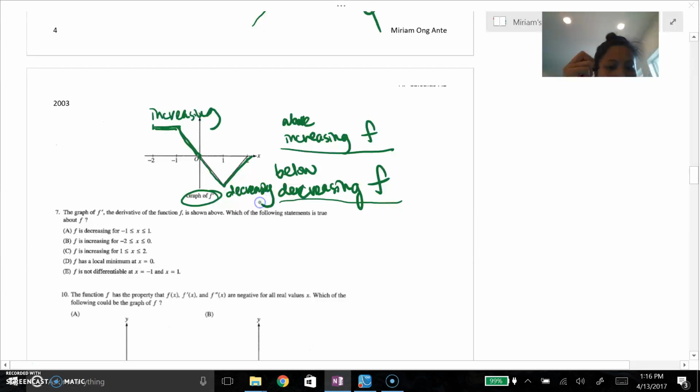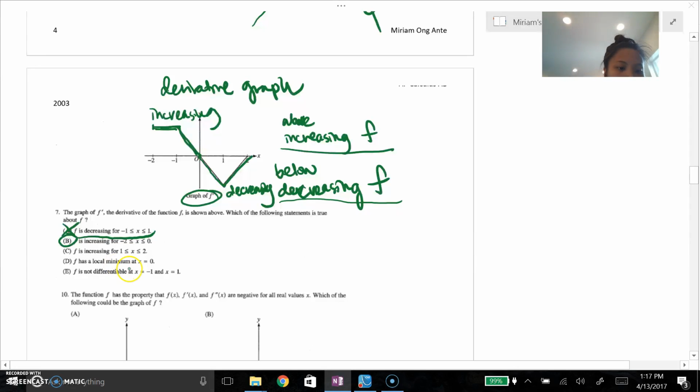All right, let's see which one helps us out. A says f is decreasing for -1 to 1. Well, that's not true. They're trying to confuse you. The graph that we have is the derivative. This is the derivative graph. B says f is increasing from -2 to 0. Well, didn't we say that? Increasing from -2 to 0? Absolutely, that's right. You can follow through and see that the rest of it is incorrect.